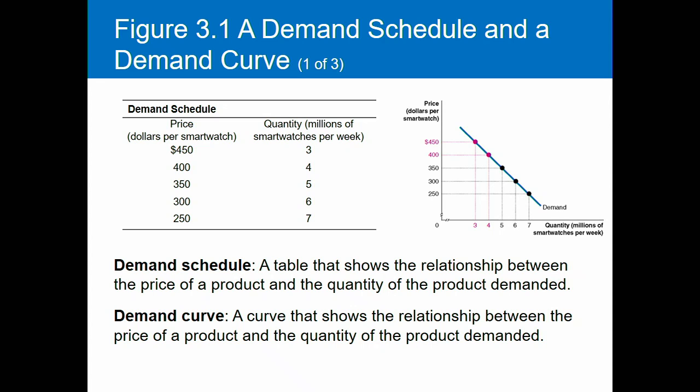And then here we see on the right the demand curve. This is what we're going to work with through much of the class. You have the price up here on the y-axis and the quantity demanded on the x-axis. Here you can see the downward sloping relationship. As the price goes up, there's fewer smartwatches demanded. Price goes down, there's more.